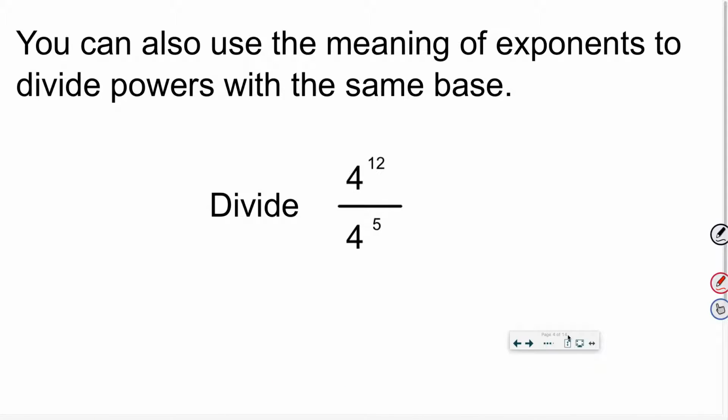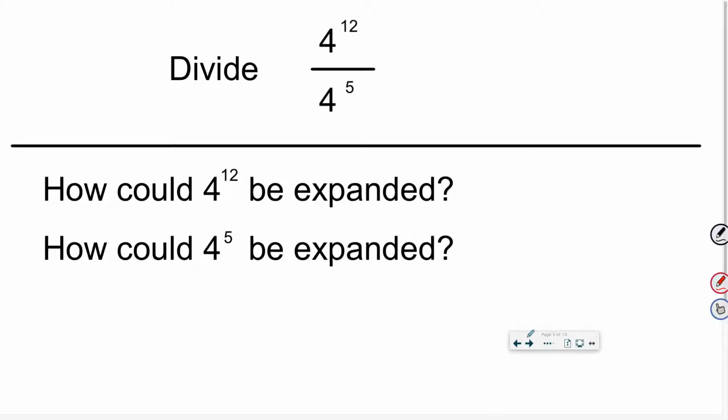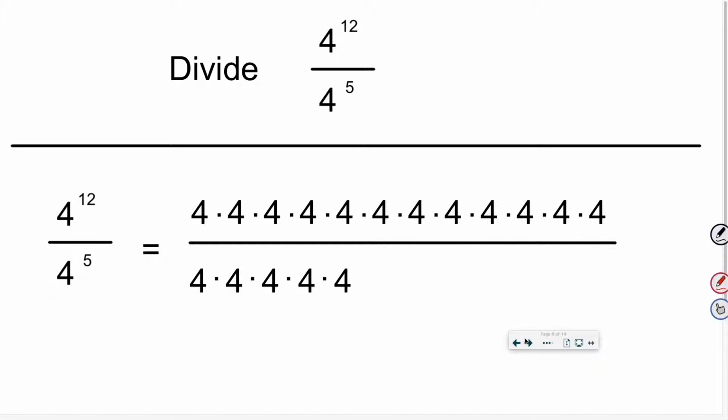Okay, so we have 4 to the 12th over 4 to the 5th. How can we break out 4 to the 12th? 4 times 4, 12 times. So 4 times itself 12 times. And how can we break out 4 to the 5th? Yeah, 4 times 4 times 4 times 4 times 4. 4 times itself 5 times. So it looks something like that.